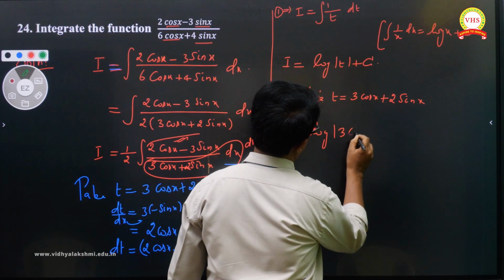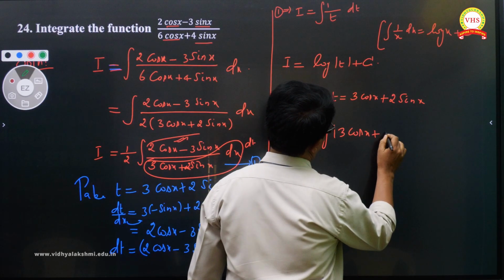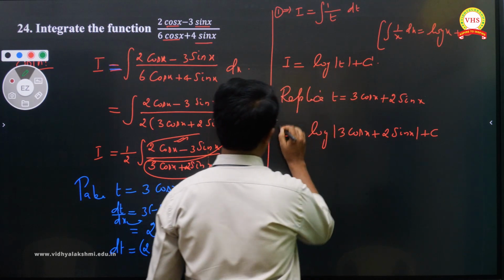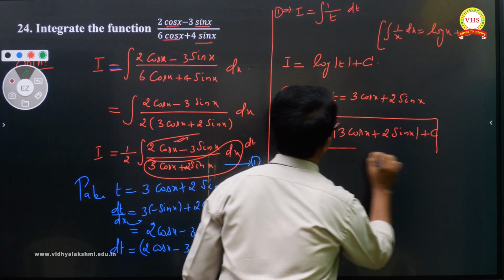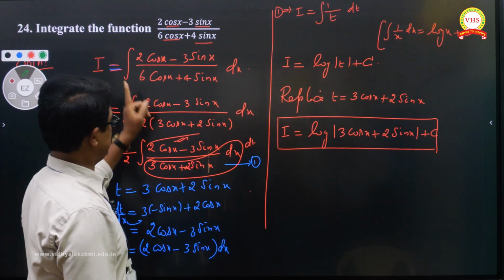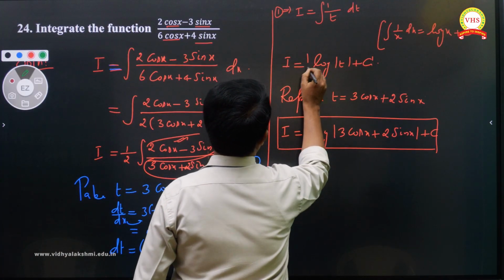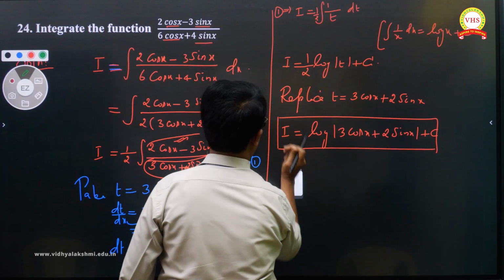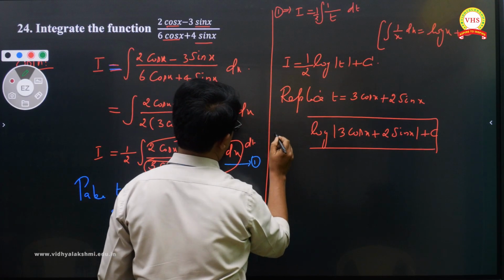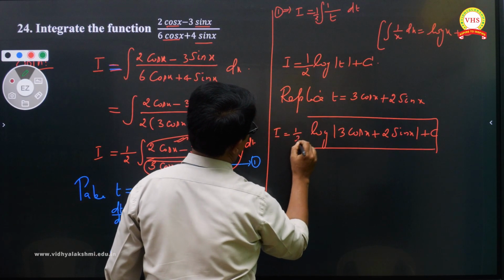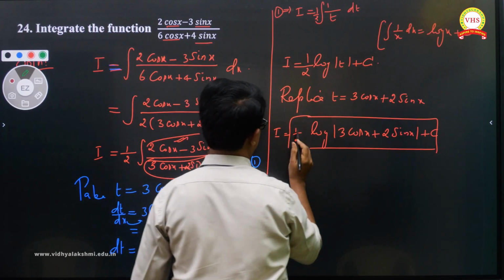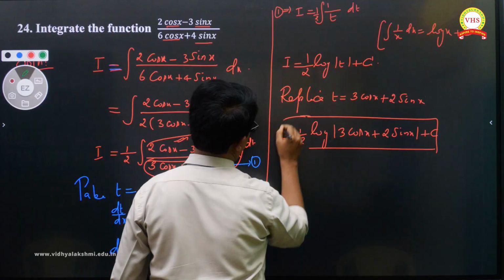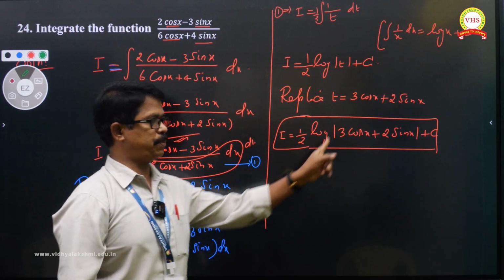R modulus 3 cos x plus 2 sin x plus c. This is the final solution for the given integration sum. But I missed one term, that is 1 by 2 here. That means divided by 2, or 1 by 2. Here I equal to 1 by 2 into log of 3 cos x plus 2 sin x.